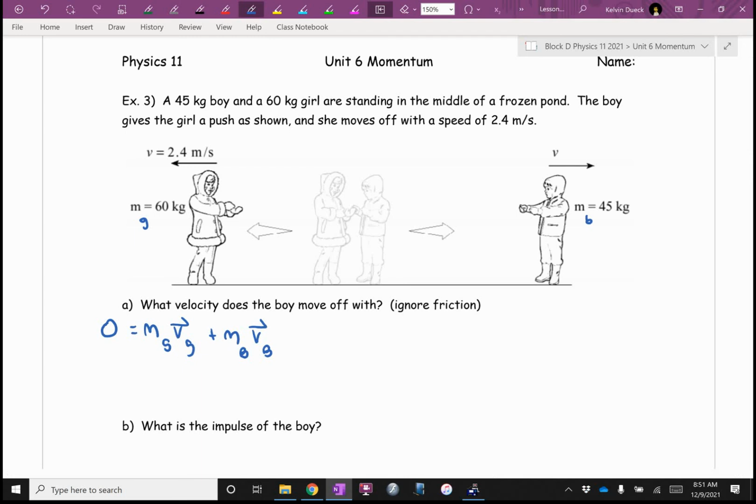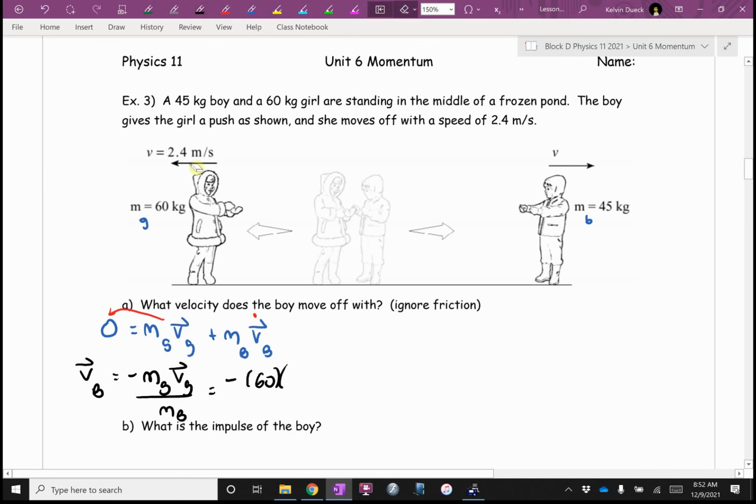What's this asking me to find? Gershon, can you get that by itself? I guess with that 0 there, we'll just minus that over. So read me the equation in your head, can you? V boy equals negative 60.